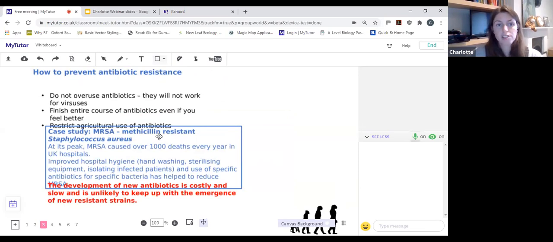The first is to not overuse antibiotics. They will not work for viruses. Antibiotic drugs are specifically designed to work on bacteria. They target different parts of the bacteria depending on the antibiotic. There's lots and lots of different antibiotics for lots and lots of different bacteria. So sometimes they target the cell wall of the bacteria, sometimes they target other areas of it. So they all work in different ways, but they won't work on viruses. They're just not designed to do that.